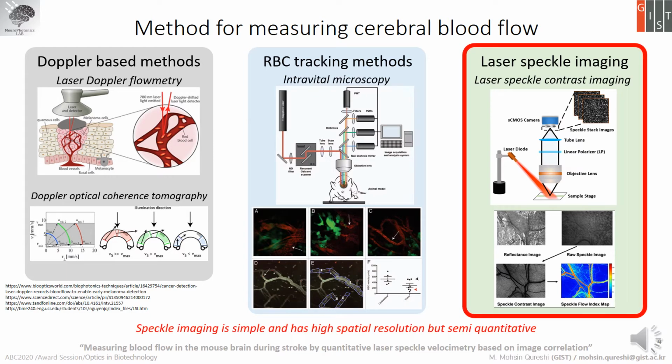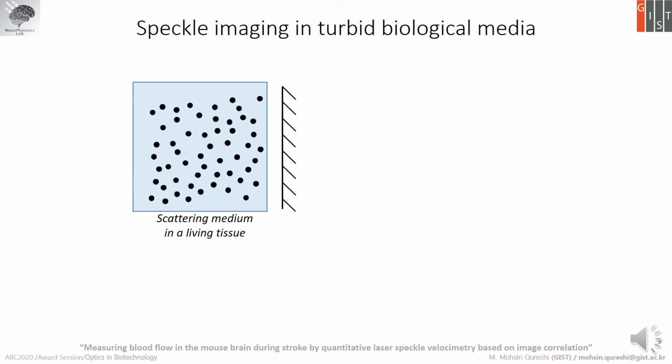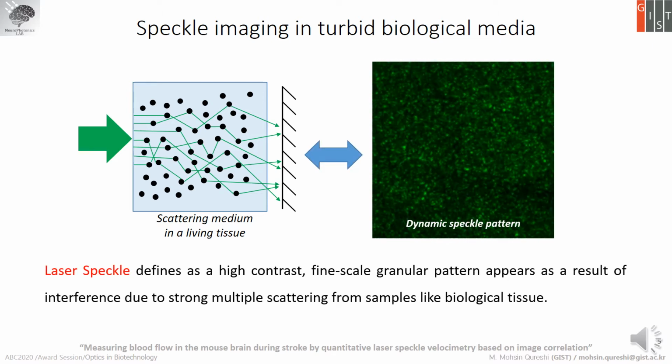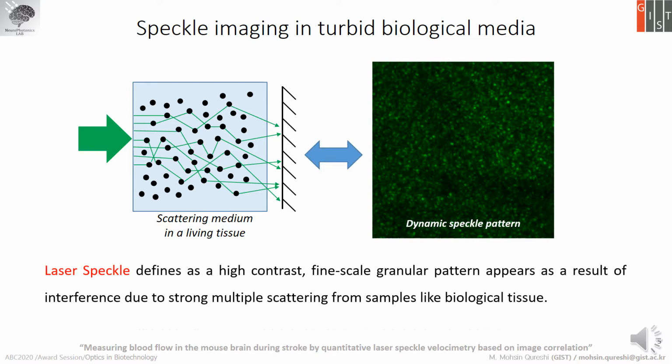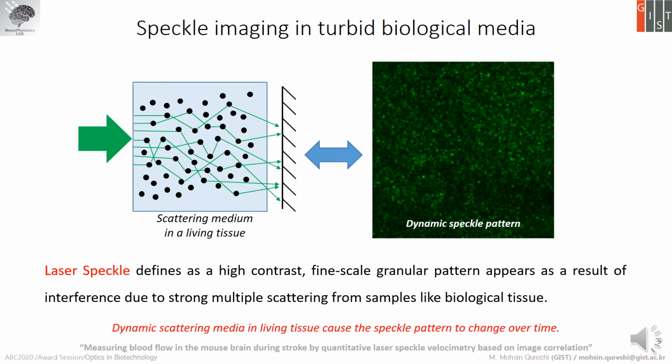Recently, speckle-based cerebral blood flow imaging tools have gained popularity because they are simple and have high spatial resolution, but are semi-quantitative. All the particles in the biological sample have random motion. When a laser light interacts with a dynamic scattering medium like any biological medium, a dynamic speckle pattern is produced over the time interval of t. These speckle patterns have the information of dynamic scatterers in the sample.